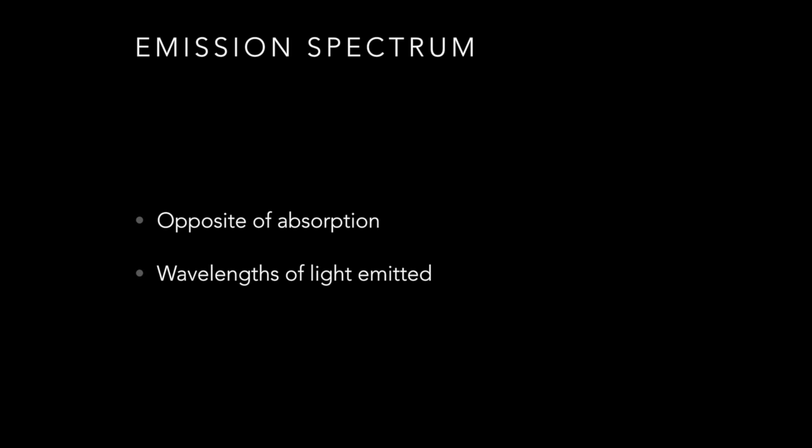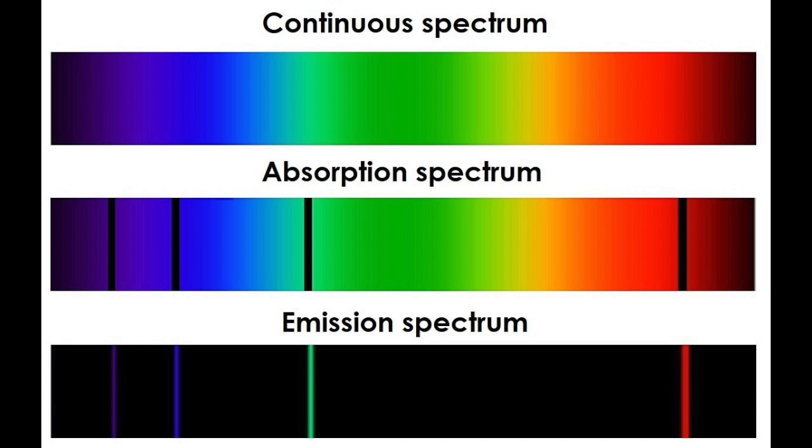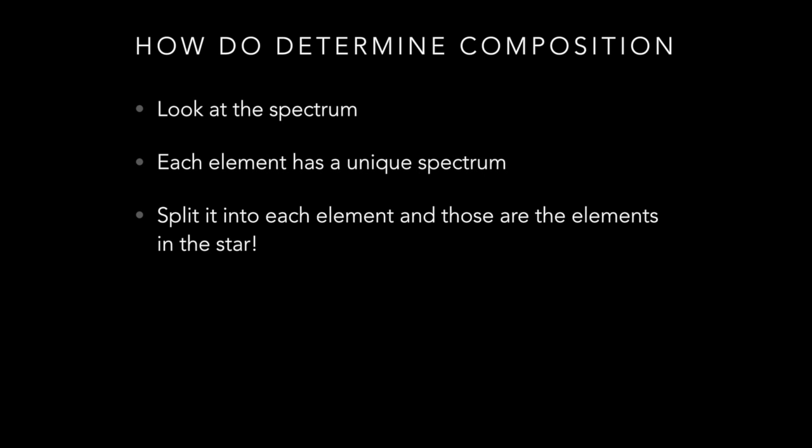It shows the wavelengths of light released by a certain source. As you may be able to see, when the absorption and emission spectra are combined, you get the continuous spectrum. Every element has its own unique electromagnetic spectrum, and this is how we find the composition of stars in our universe. To determine the composition of a star, you need to look at its absorption or its emission spectrum.